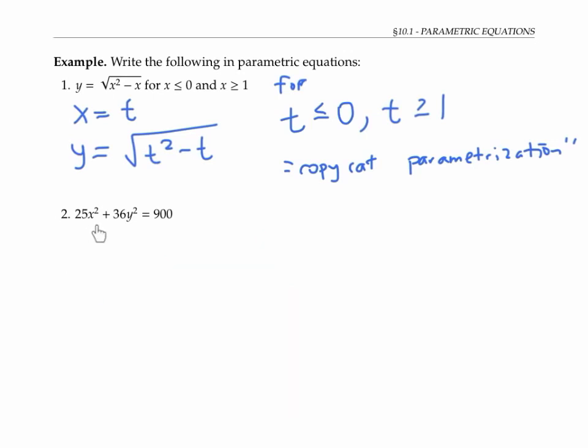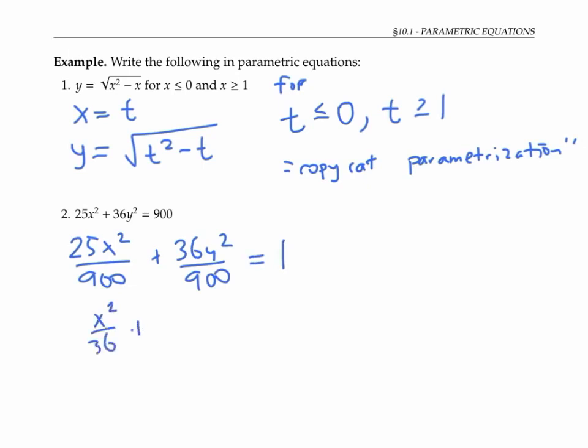Because of the x squared and the y squared, this equation is a good candidate for parameterizing using sine and cosine. In fact, if we divide both sides of the equation by 900, we get 25x squared over 900 plus 36y squared over 900 is equal to 1, which simplifies to x squared over 36 plus y squared over 25 is equal to 1.